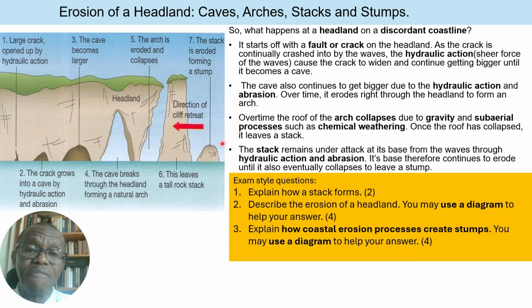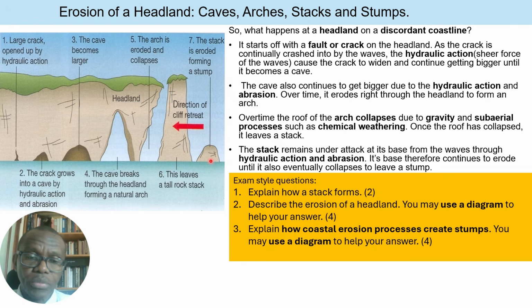So the stump is a very short version or a very small version of the stack, and sometimes it will be covered by water, especially when the tide is in. And then when the tide goes out, it's likely to be slightly exposed, but it will almost be at the water level, because that's the level where the stack has been attacked by abrasion and hydraulic action, and has finally given way to form that particular stump.